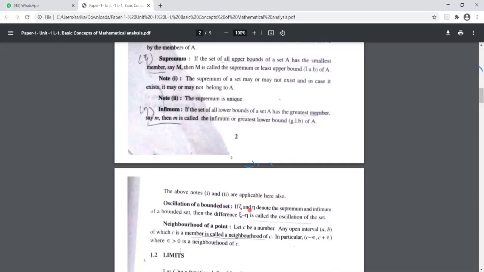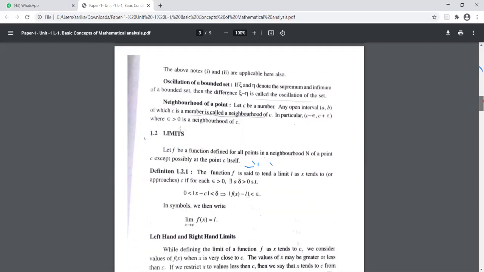Oscillation of a bounded set. You have studied oscillation in physics. So let's see what it is here. This epsilon and theta denote the supremum and infimum of some bounded set. Then the difference between the biggest point and the smallest point, supremum and infimum, is called the oscillation of the set. It means how much it is oscillating from supremum to infimum. This is the oscillation of a bounded set.